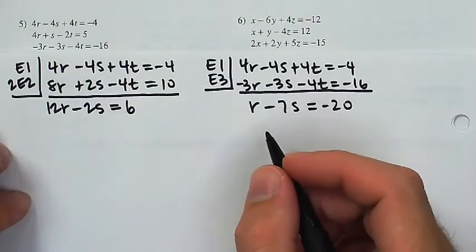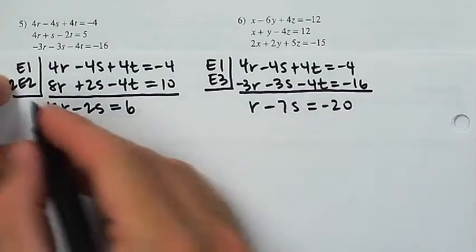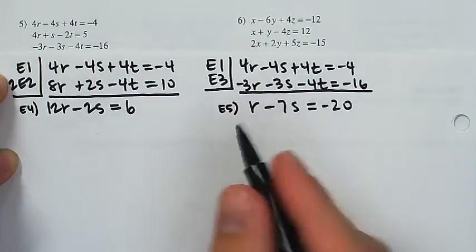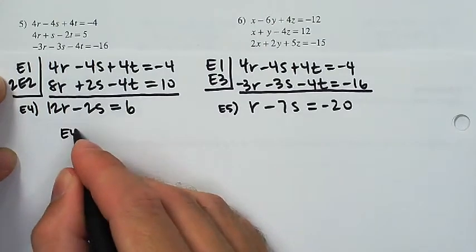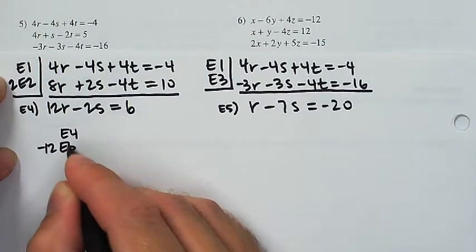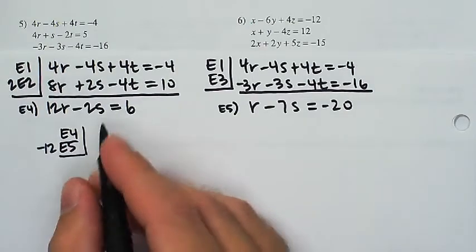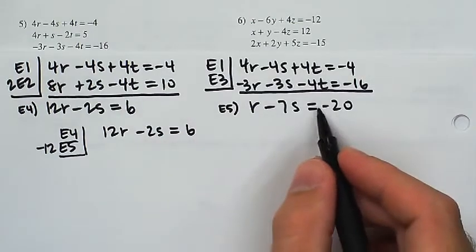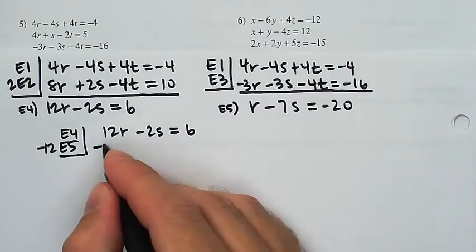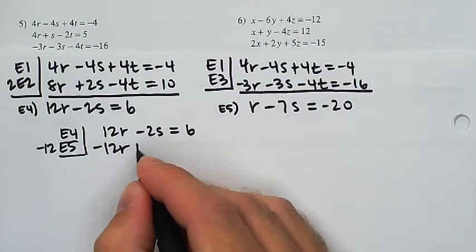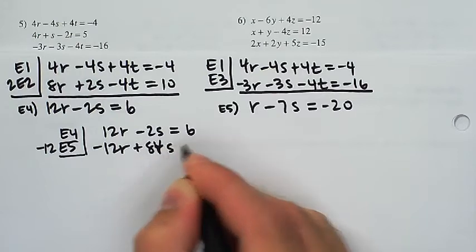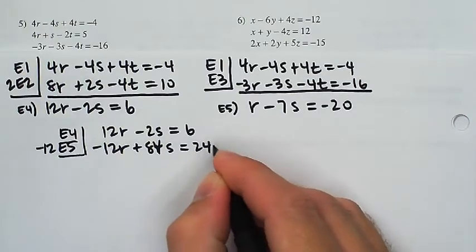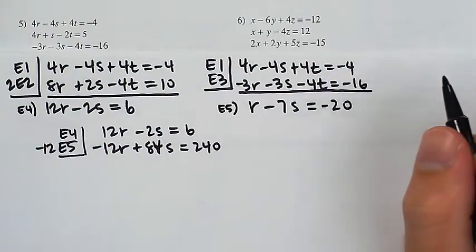Yeah, and I should be able to make it work with the arithmetic. All right, so if this is equation 4 and this is equation 5, then I'm going to take equation 4 and negative 12 of equation 5. And I'll say, all right, 12r minus 2s equals 6. And negative 12 of equation 5 would be negative 12r positive 84s is going to equal 20 times 12, which is 240. And it'll be positive because it's negative 20 times negative 12.